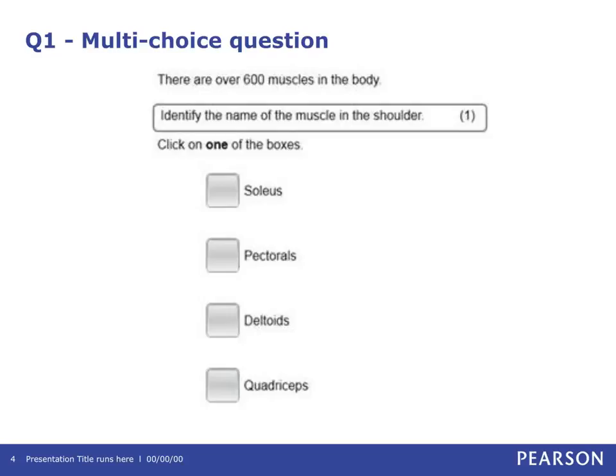The next 5 slides will look at questions where learners did well. Question 1. This question is a straightforward multiple choice. Most learners were able to answer this question correctly and are generally able to identify the major muscles of the body. Answer: deltoids.